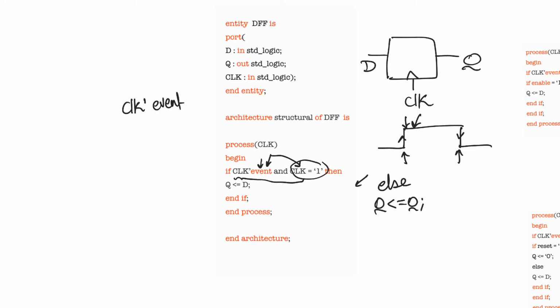Now, why does the sensitivity list not include D as well as clock? Because we don't need to include D. If you include D, that's fine. It's not going to give you an error, and it's not going to give you a warning, and it's not going to change the synthesis outputs or simulation outputs, but you just don't need to include it.